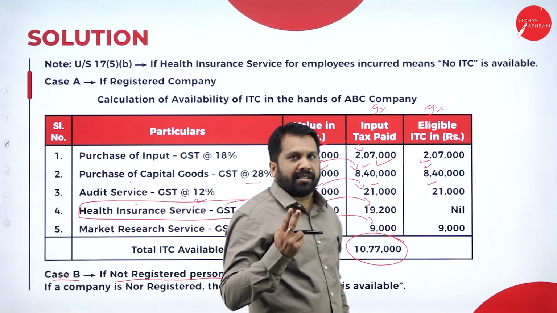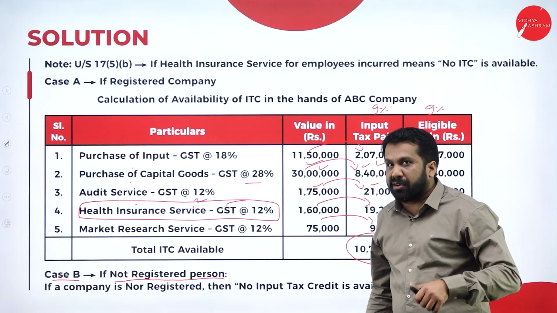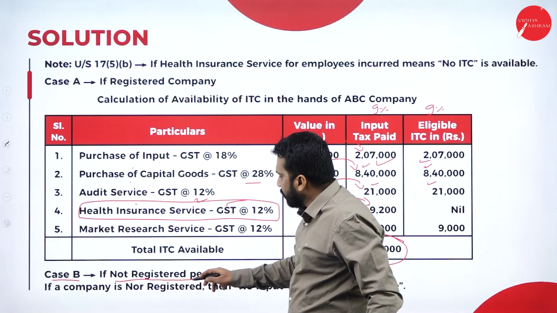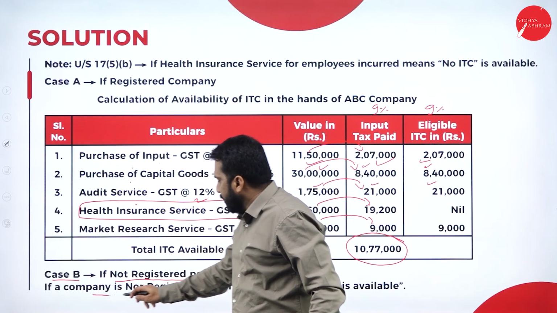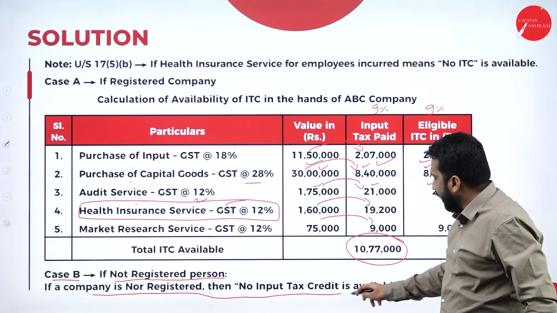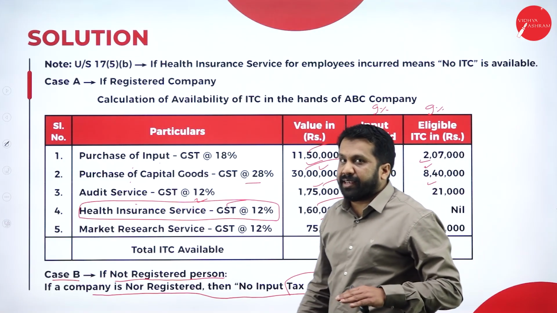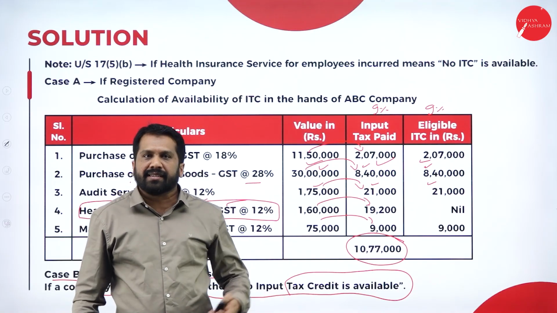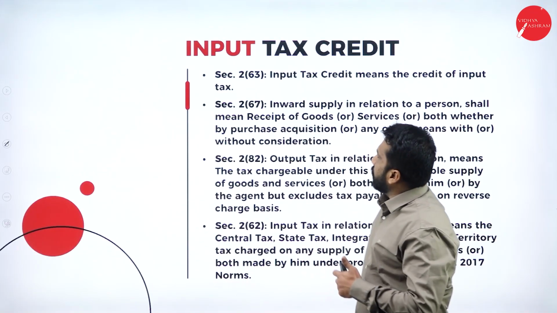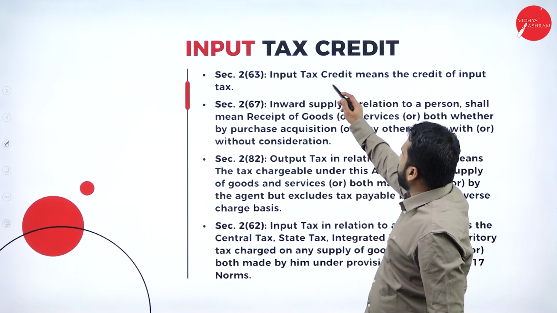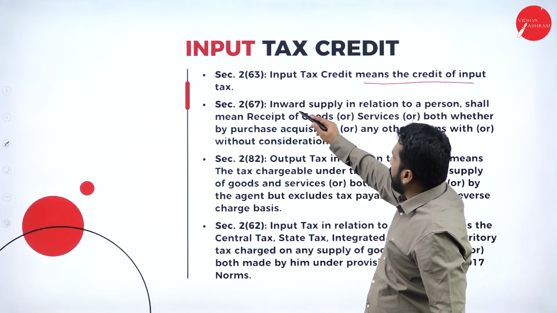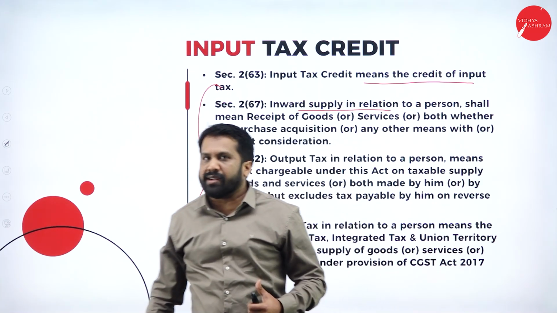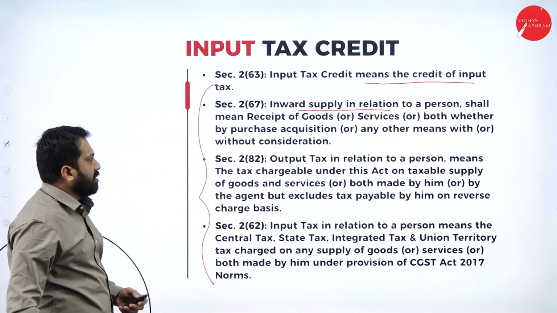See, there are two things. You are calculating ITC for a registered person, and calculating ITC for a non-registered person. If your company is not registered, then no input tax credit is available. No need to do any calculation because if you are not registered, you are not eligible for input tax credit. Now, input tax credit means the credit of input, inward supply in relation. All these things are theory part, not much important, but for your reference, you can read it once.